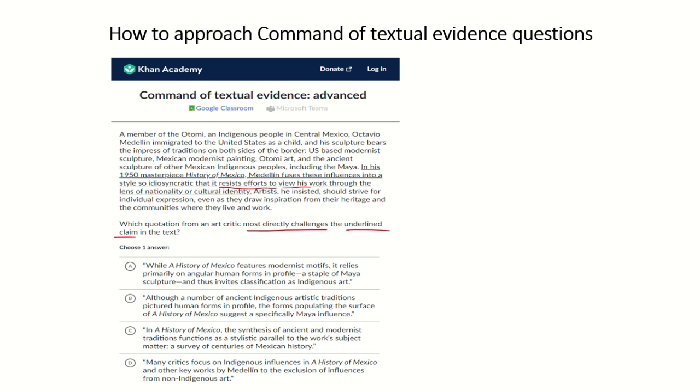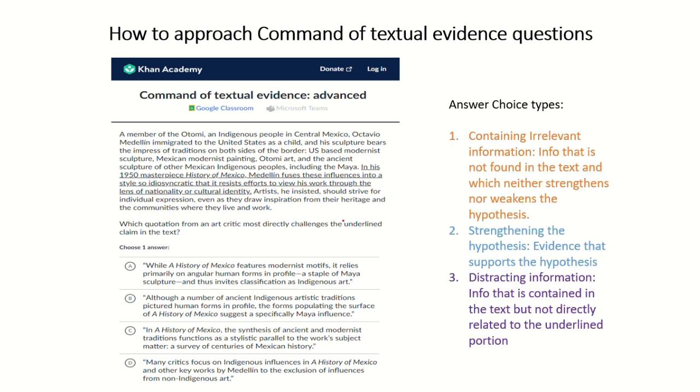Now, how do you go about solving this question? By eliminating the wrong answer choices, right? Now, what are the types of wrong answer choices? There are several wrong answer choice types. We're discussing three of them here. So one contains irrelevant information. This information is not found in the text and can neither strengthen nor weaken the hypothesis. So the idea is to look out for words or phrases which are not indicated in the text, right? That will be the irrelevant information.